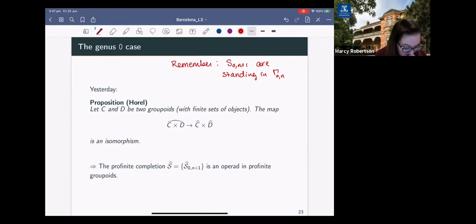And this theorem of Geoffroy says that if C and D are two groupoids, and part of the problem with my lies is the condition that we have finite sets of objects, so you have to be a bit careful, but you in fact can do such a thing, and it works well with products, so that the profinite completion of this operad in groupoids is an operad in profinite groupoids. Okay.